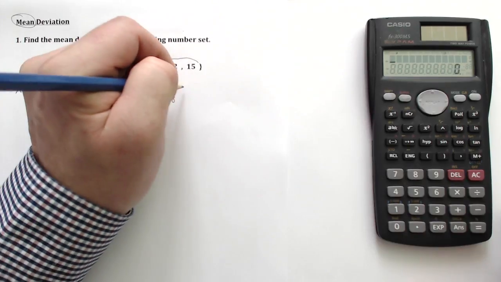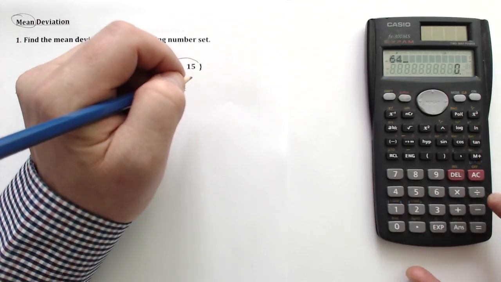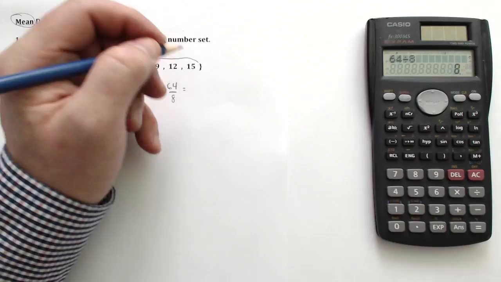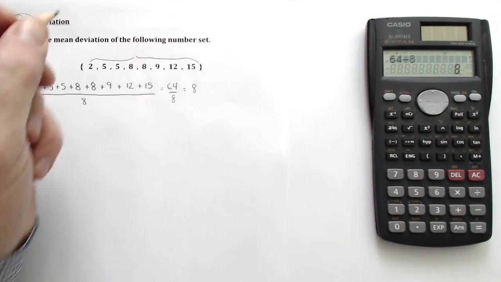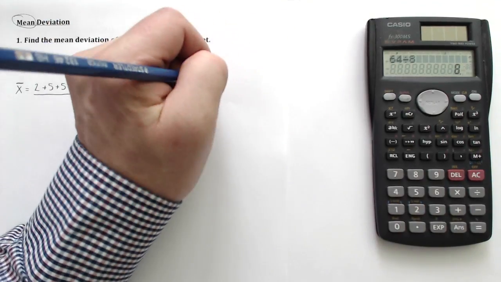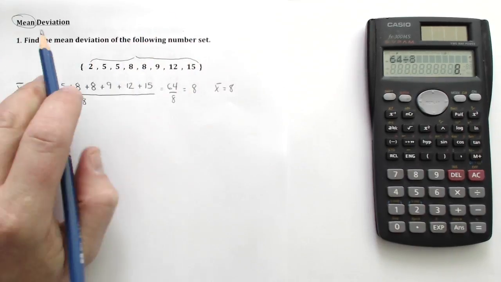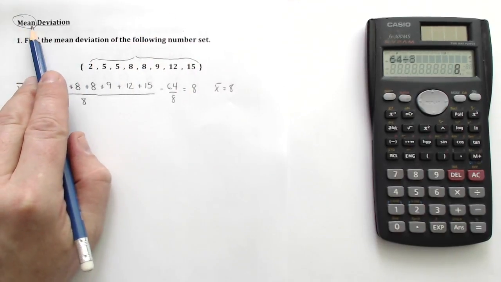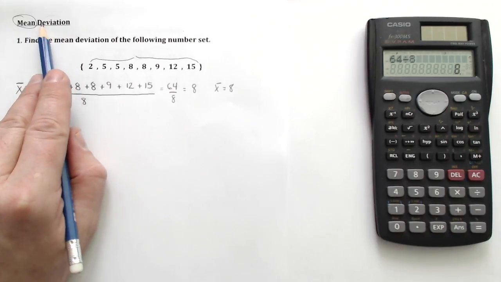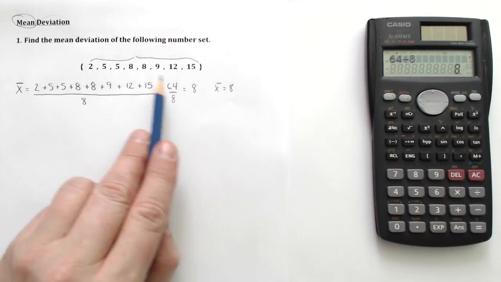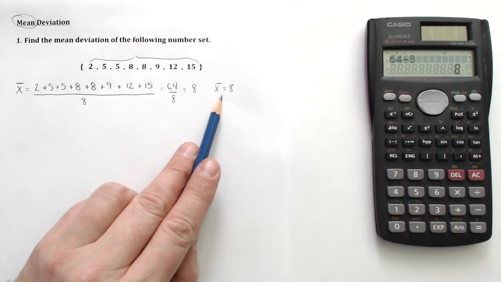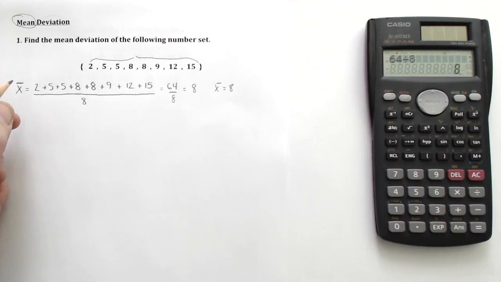64 divided by 8 will give me 8, as you can see right there. And so I know that the average is now equal to 8. And so since the mean deviation means how far each one of those is away from that average of 8, the next step is really pretty straightforward.